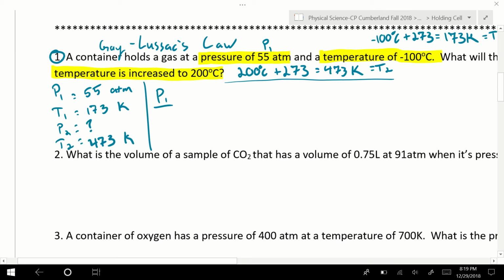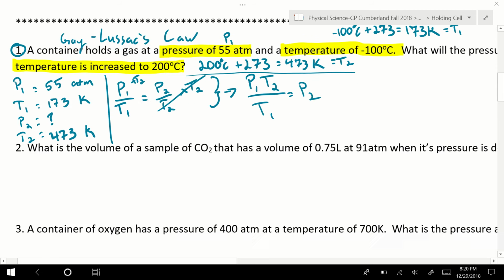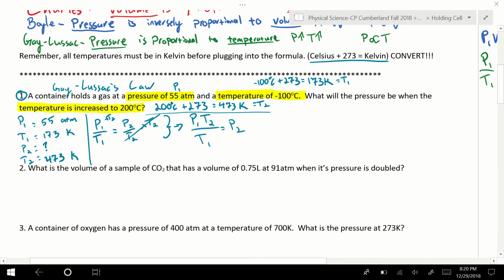So if we just set it up with all the variables, P1 over T1 equals P2 over T2. P2 is what I'm trying to find. That means I need to move T2 out of the way. To do that, I multiply both sides by T2. It cancels out on the right and just adds on to the left. So now this becomes P1 times T2 divided by T1 equals P2. Then you plug in your data.